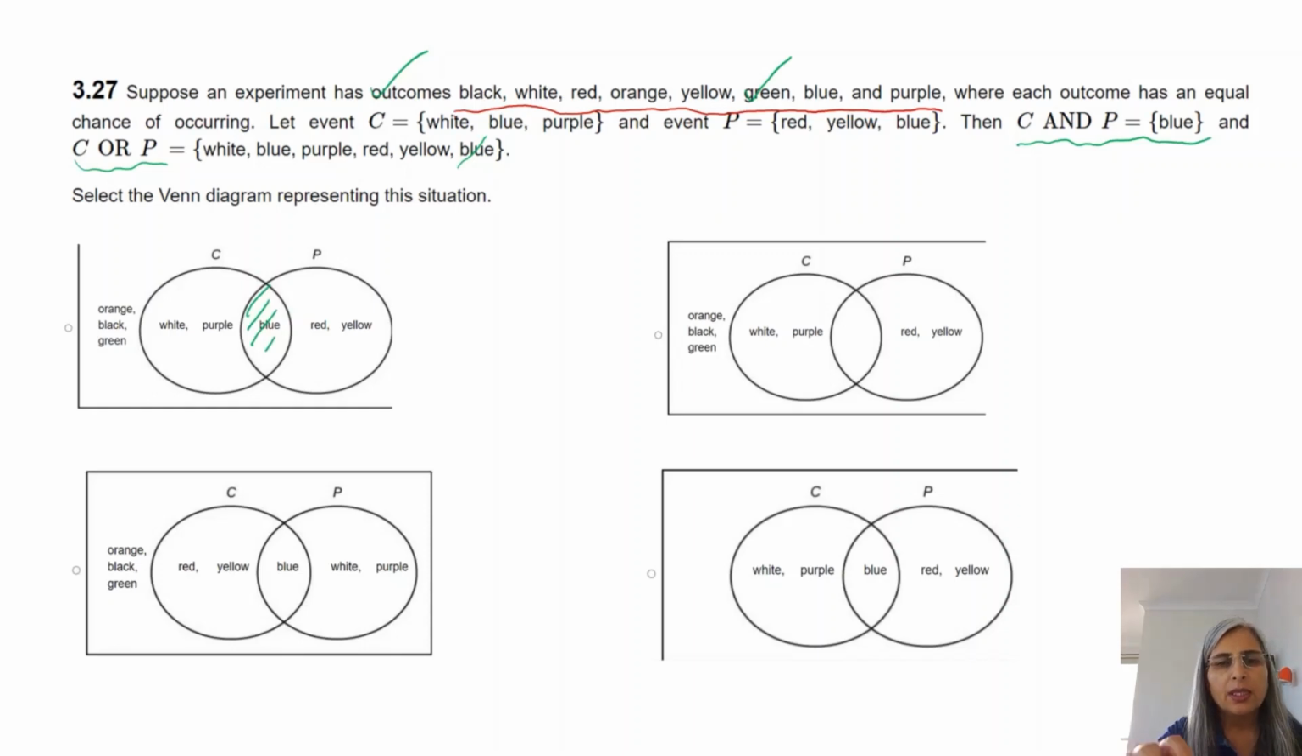Let me choose from the colors which are not in any set. So black, it is not anywhere. White is yes, there. Red is in P. Orange is nowhere. Yellow is in P. Green is nowhere. Blue is in C and P, and purple is in C. So black, orange, and green. Yes, these are the right colors that are outliers. So the first choice seems to be the correct choice.